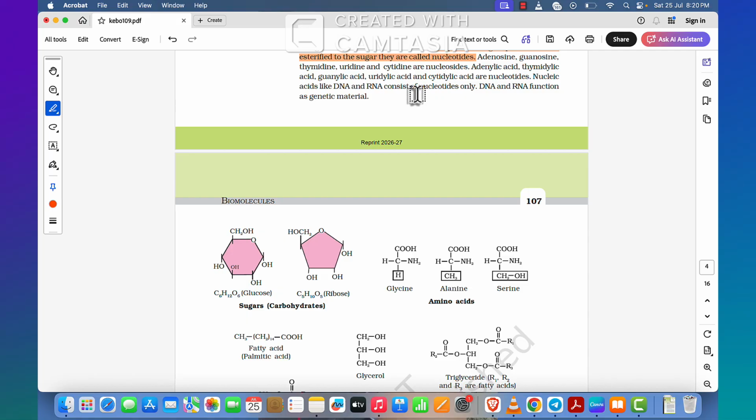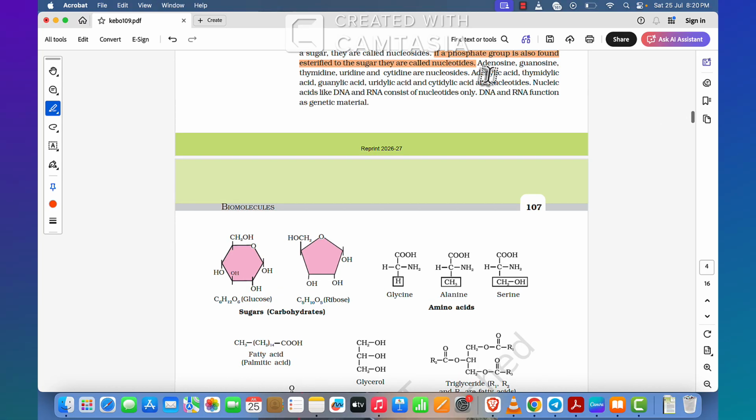Nucleic acids like DNA and RNA consist of nucleotides only. DNA and RNA function as genetic material.